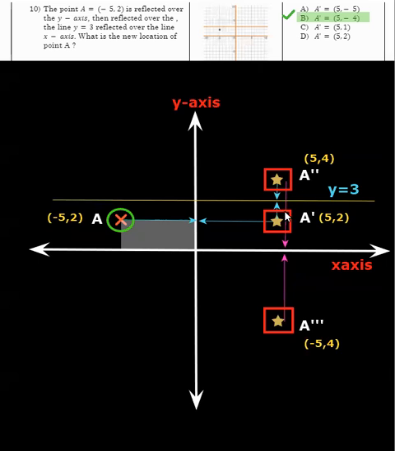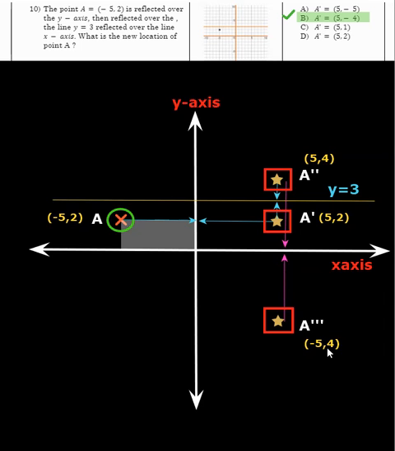Then since we're going 4 steps to the mirror here, the x-axis, the third image, A triple prime, will be at 5, negative 4. We'll move down to quadrant 4. And the correct answer was B, 5 comma negative 4.